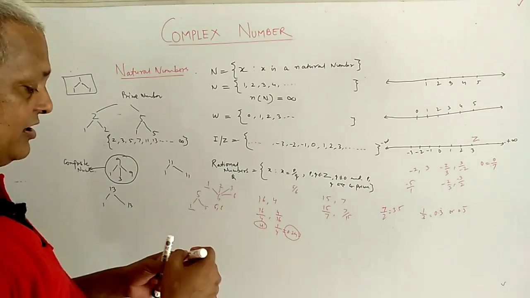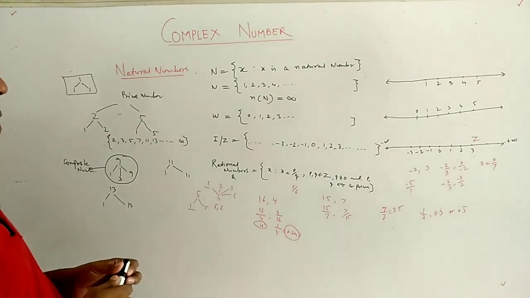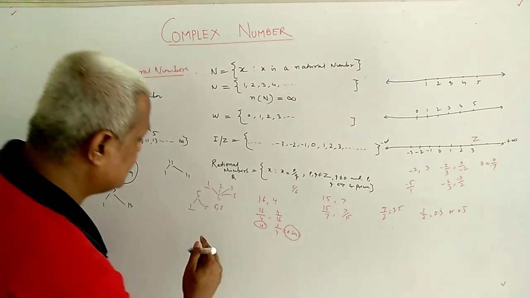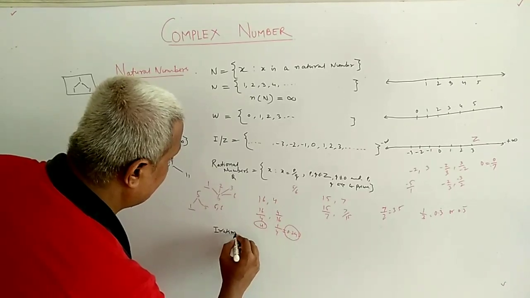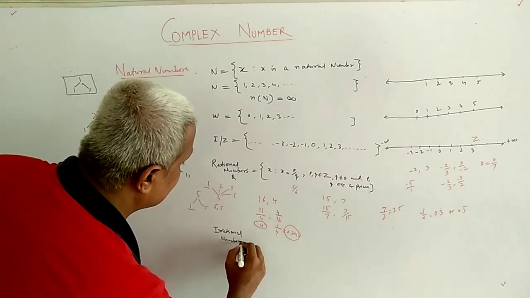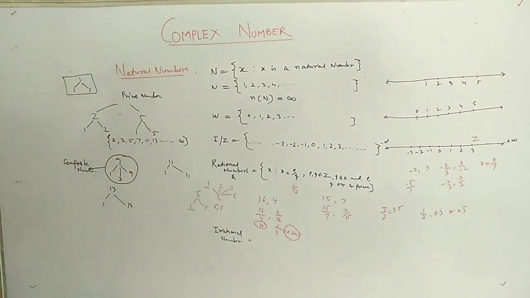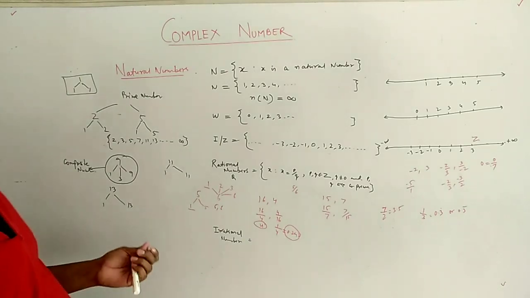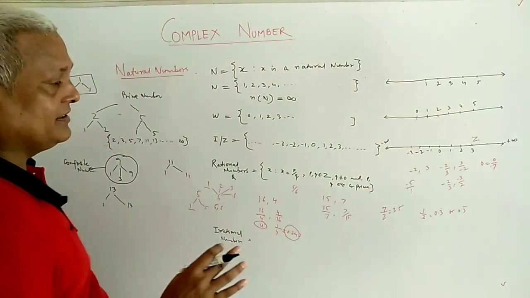Another kind of number is called irrational numbers, and irrational numbers are very vague and very weird numbers. They are called irrational because there is no rationality in those numbers, and we define them as numbers which are non-terminating and non-repeating.